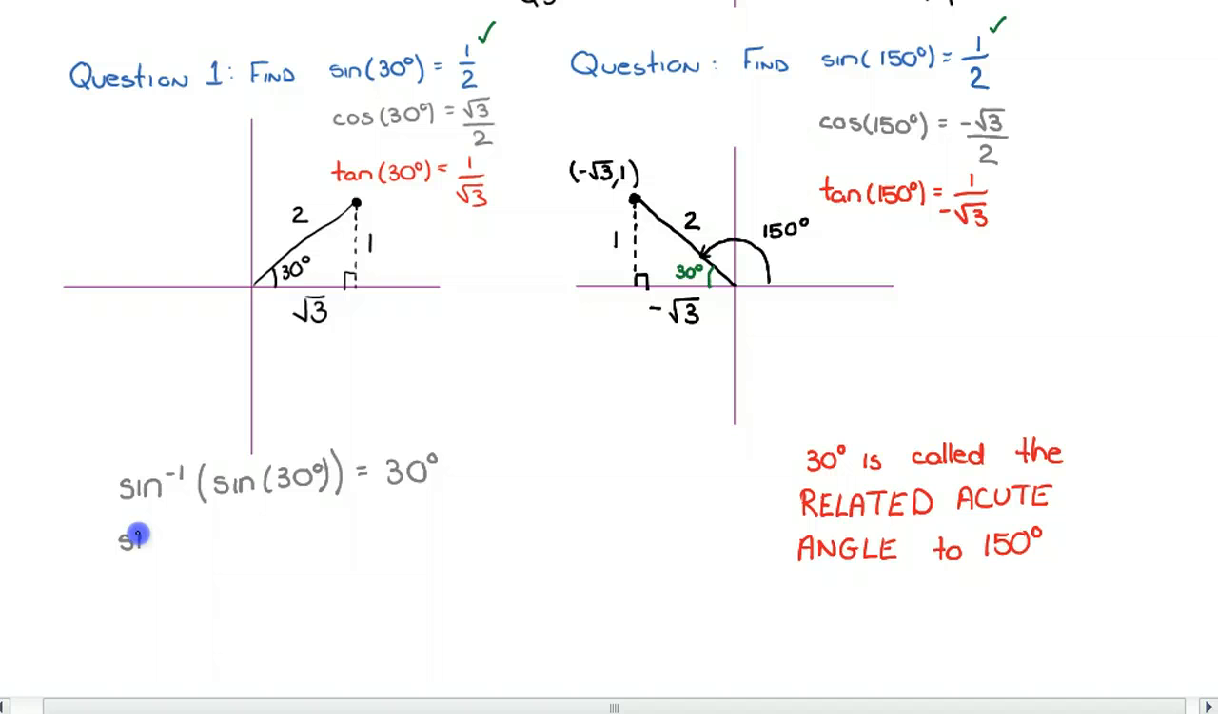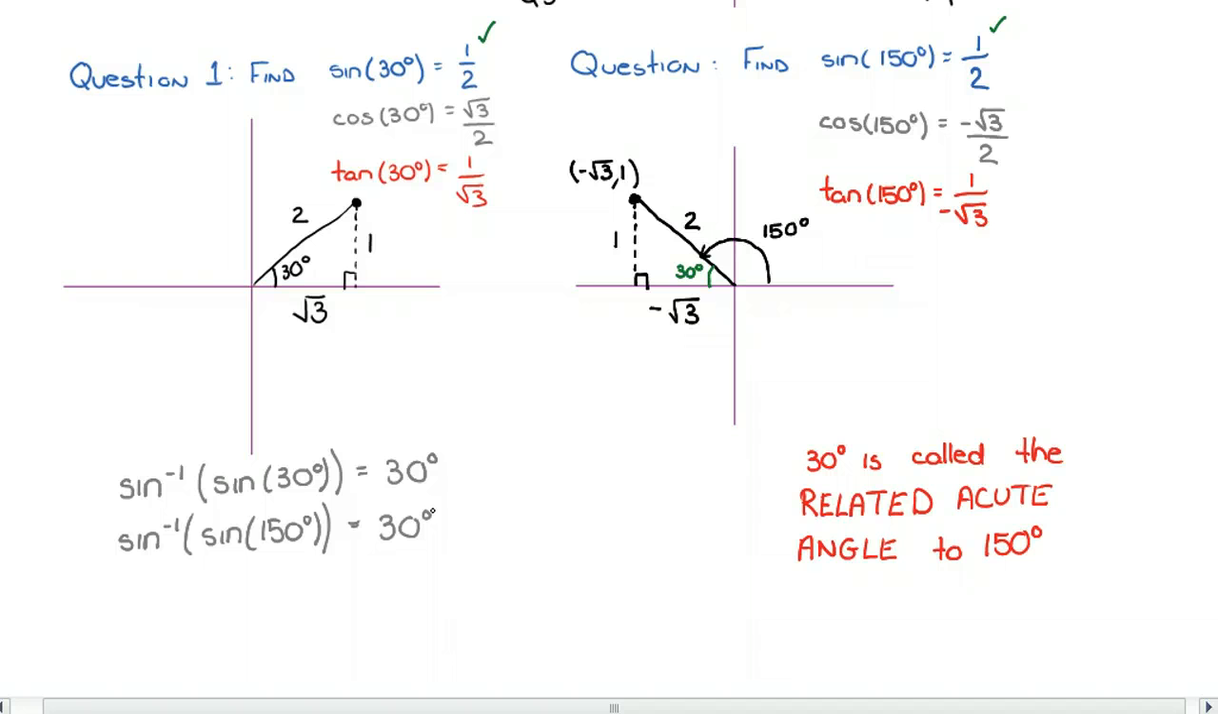Now take your calculator and type this in. Sine inverse sine of 150 degrees. Don't hit equals yet. I want you to ask yourself, what will your calculator give you as an answer? And remember, sine inverse and sine undo each other, so the result is going to be 150, which makes sense. But of course, when you press equals, your calculator is going to give you 30.